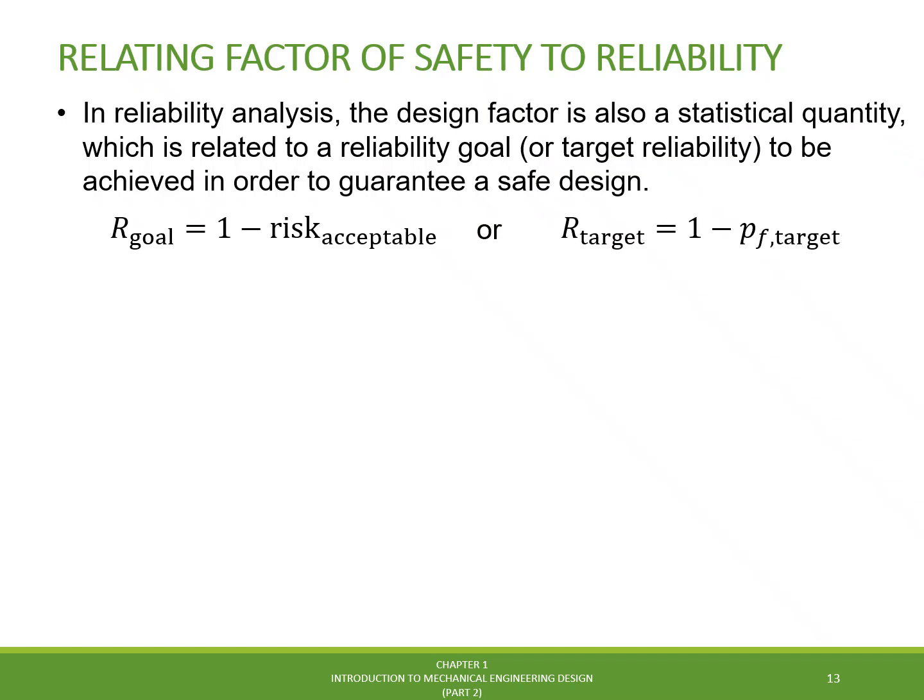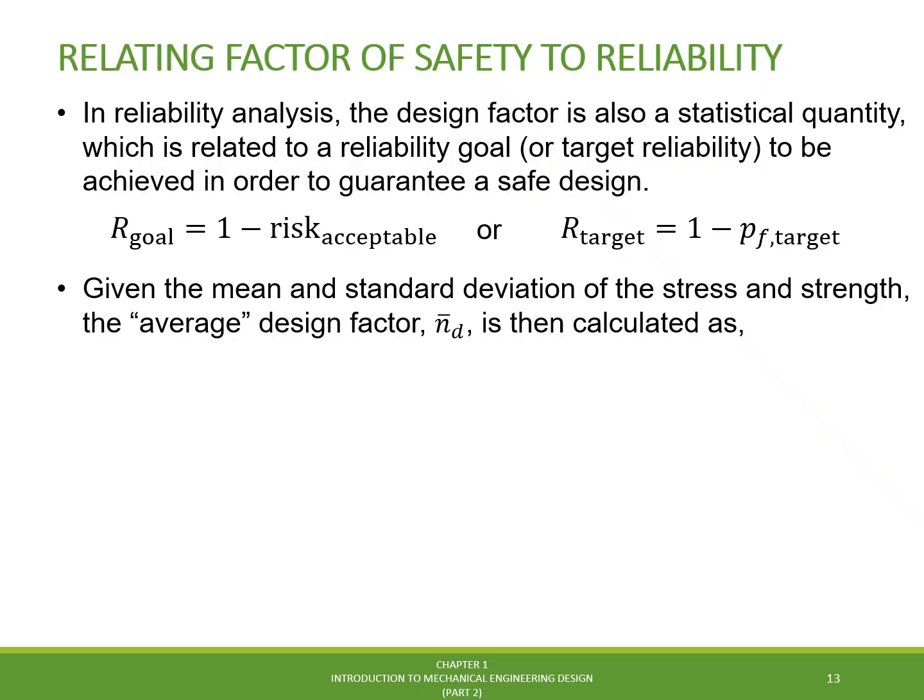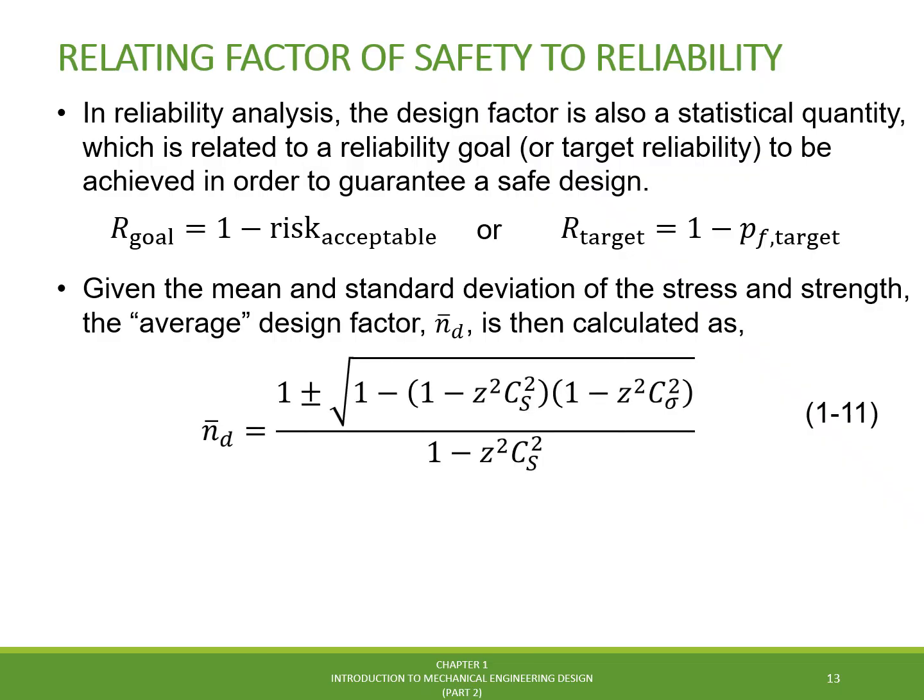Okay, and this is the same as defining the target reliability, which is calculated in terms of the target probability of failure. Those two equations represent the same thing. So we can calculate the average design factor, considering that for a probabilistic approach, the design factor is also a random variable. There is uncertainty on the design factor, and then we can use equation 111 to estimate the design factor using reliability analysis. So let's go over this equation to understand each one of the terms.